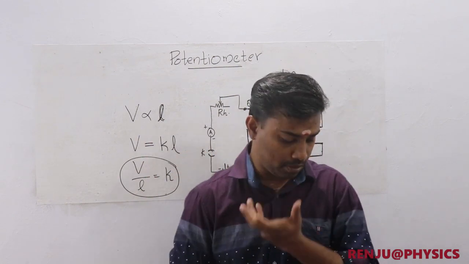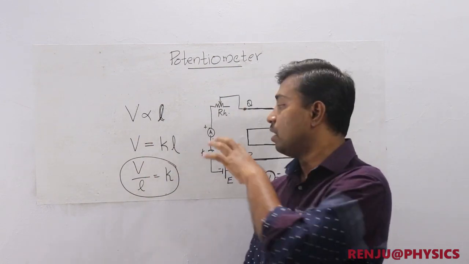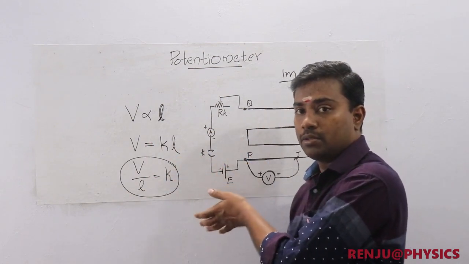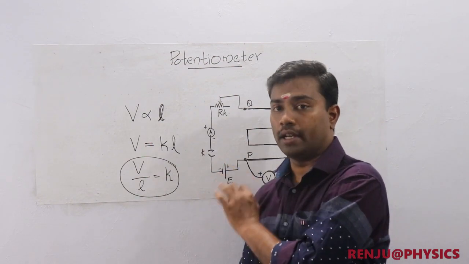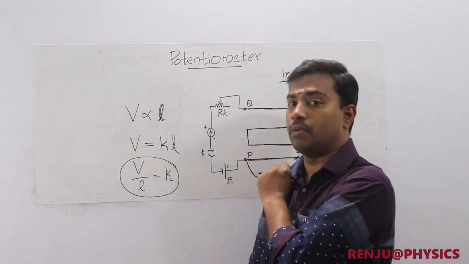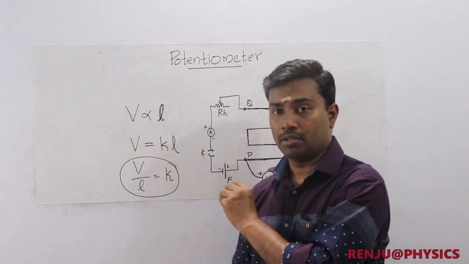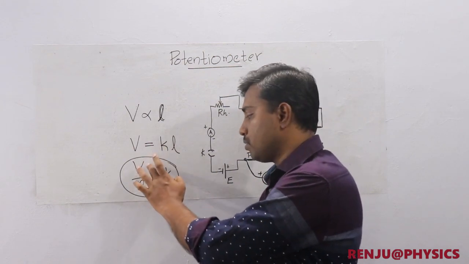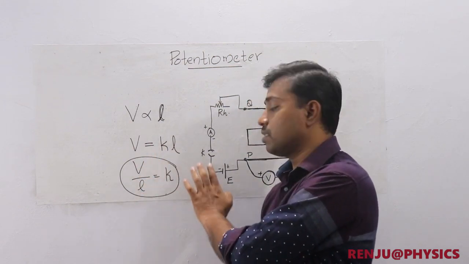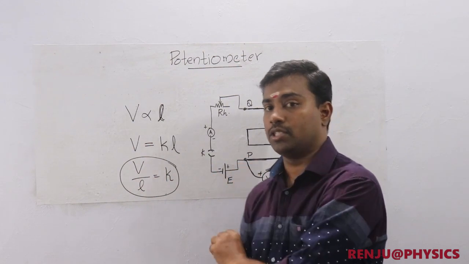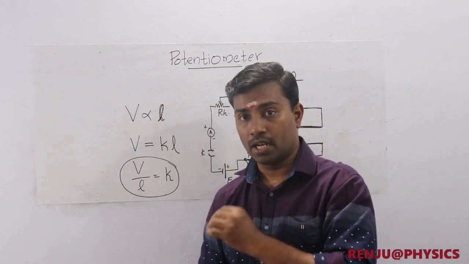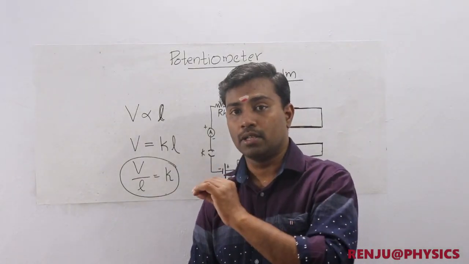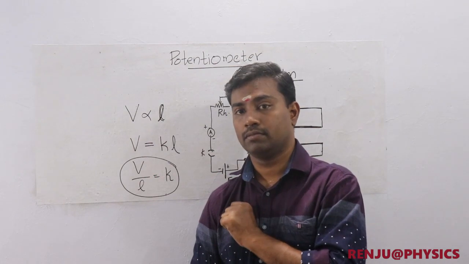Again, what is the principle of the potentiometer? The potential drop across any portion of a wire is directly proportional to the length of the wire, provided a constant current is passed through it. Otherwise, V/L is a constant. The potential drop across unit length is constant, called the potential gradient. If the potential gradient is less, the potentiometer is highly sensitive.